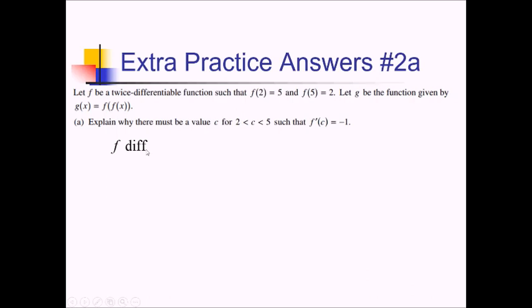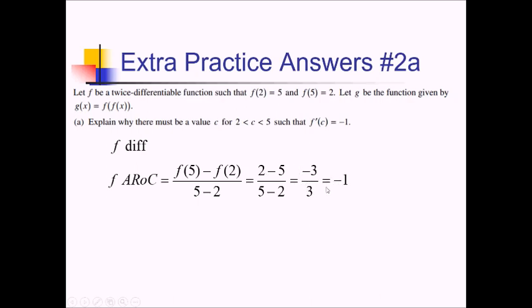Now, if you have differentiability, the mean value theorem says the average rate of change of this function on this interval is going to equal the instantaneous rate of change somewhere on the interval. So we just need to find the average rate of change and show that it equals -1. For average rate of change, we're going to do f of 5 minus f of 2 over 5 minus 2. So that's going to be 2 minus 5 over 5 minus 2, and that's -3 over +3, which comes out to -1.